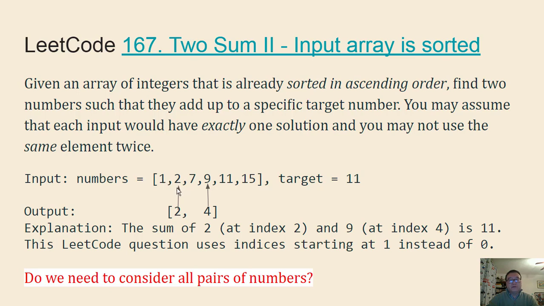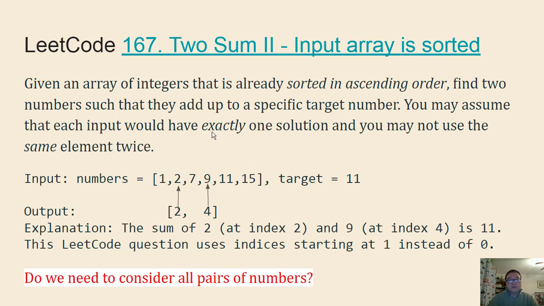So then we can move the left pointer right. So then we get 2. So we have 2 plus 9 that gives us the solution, and then we can return. Of course, if the array has more than one solution, we can just continue scanning through to find all the solutions.